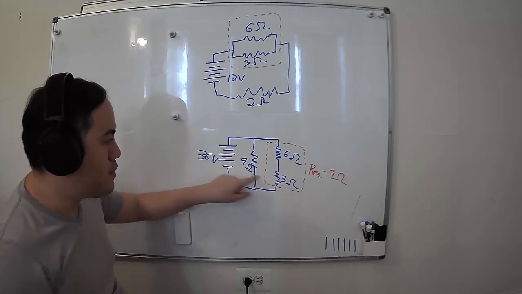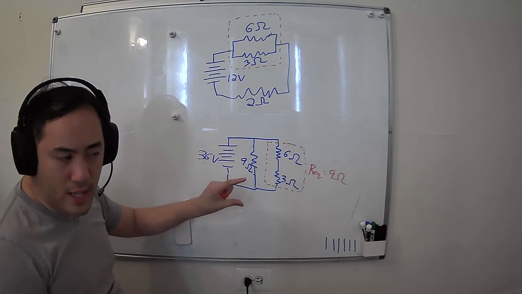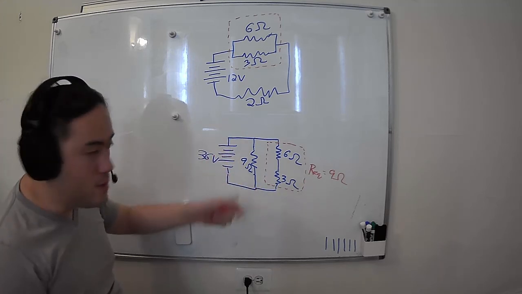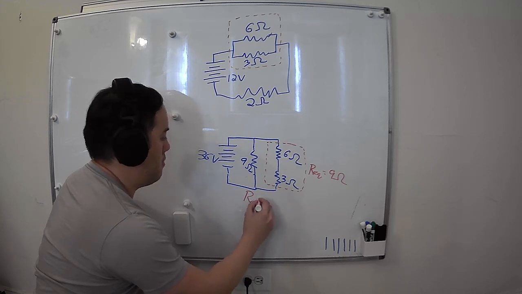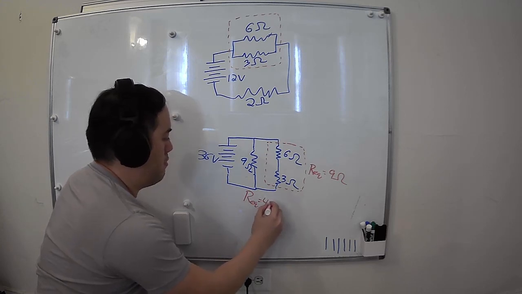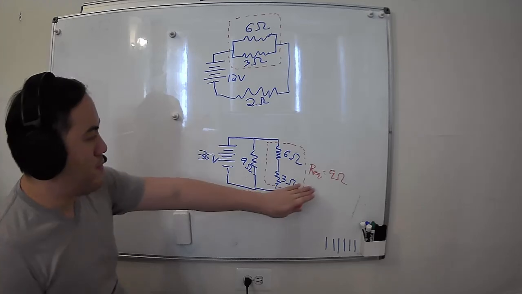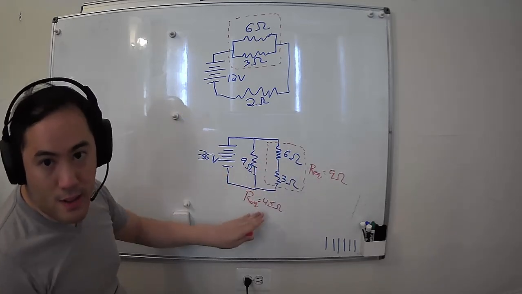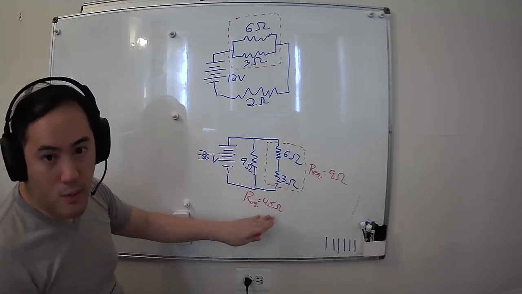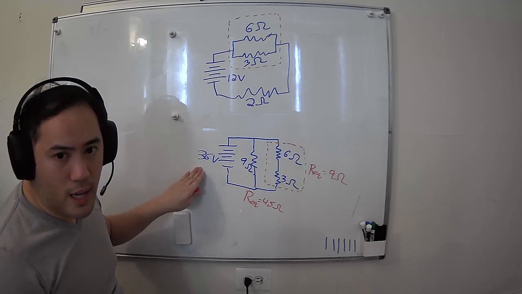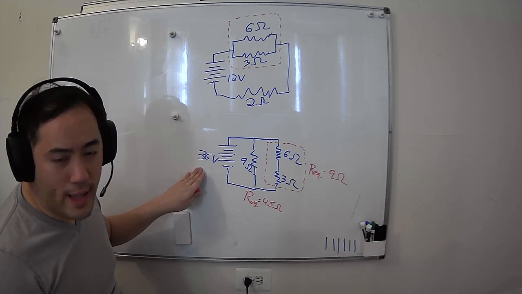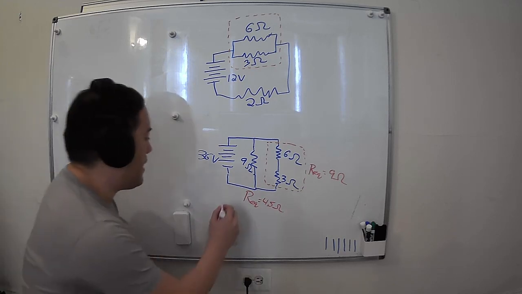So 1 over 9 plus 1 over 9 is 2 over 9. Req is 9 over 2, 4.5. The 9 is for just these two. The 4.5 is for all three. 4.5 is Req. V equals IR, so I will be 8 amps.